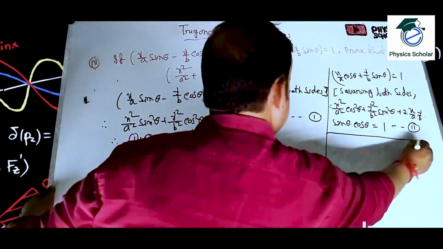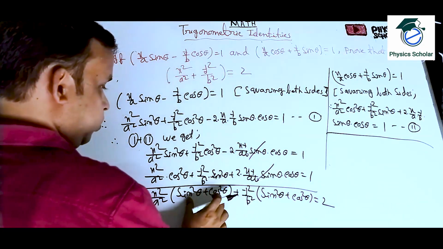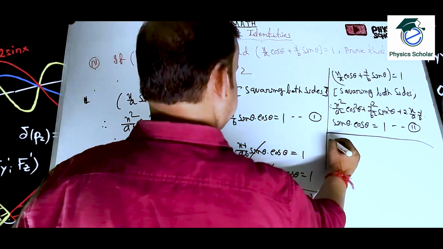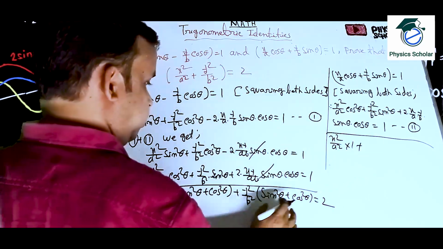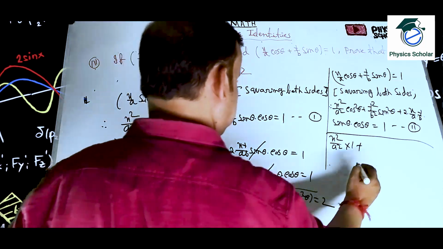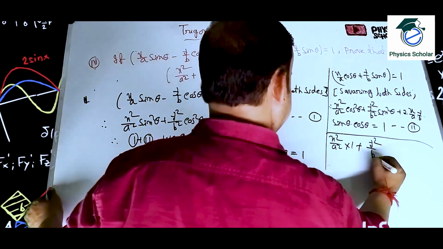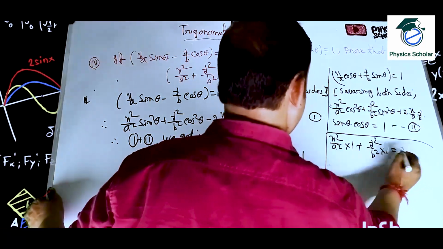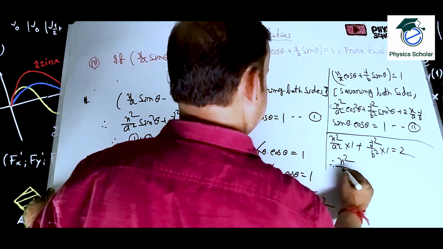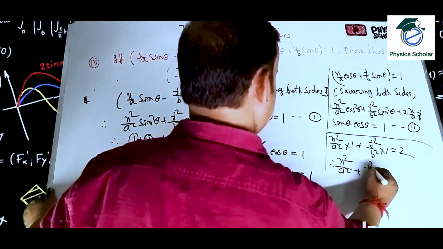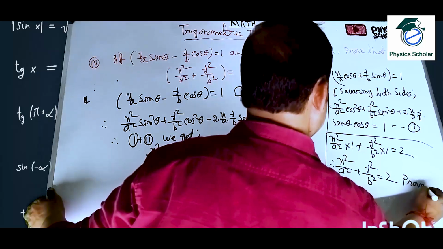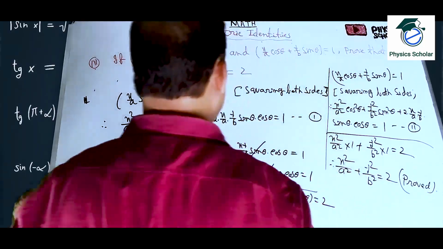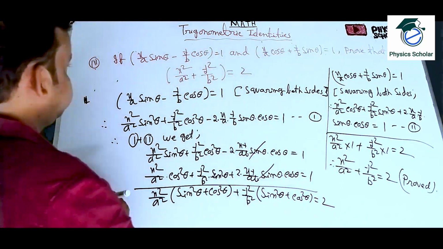Clear? Now see, x square by a square, sin square theta plus cos square theta means 1. So x square by a square into 1 plus y square by b square into sin square theta plus cos square theta means 1. So y square by b square into 1 is equal to what? 2. Therefore x square by a square plus y square by b square is equal to 2. Proved. Clear? So students, you see how I have done this.